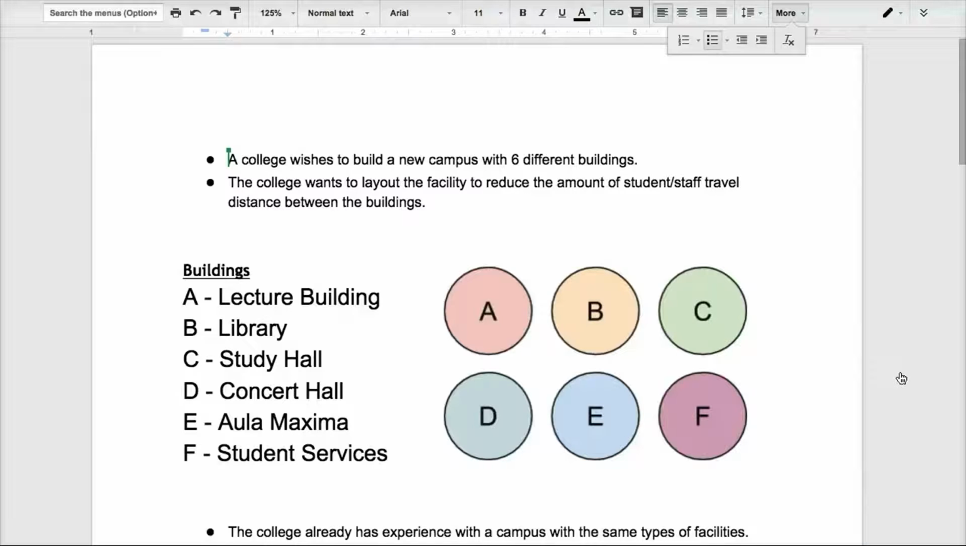The other method to SLP is the sequence analysis of BUFA. This method consists of facility layout. In this exercise, we need to observe buildings. In circle A, lecture buildings. In circle B, library. C is the Storing Hall, D Concert Hall, and E and F Aula Maxima and Student Services.